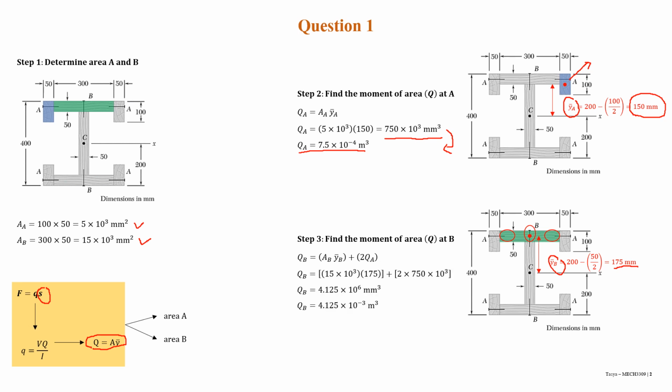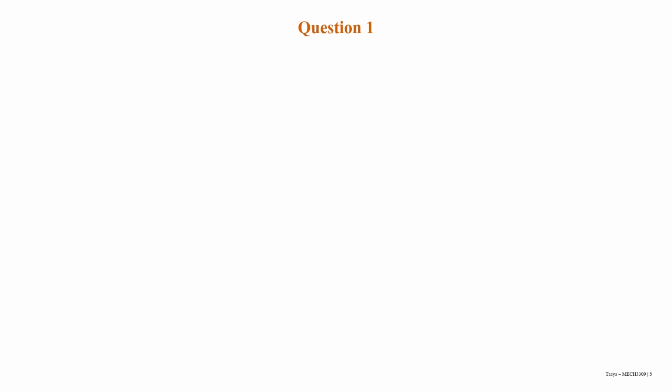We just need to put everything in here. Basically 15 times 10 to the power of 3 multiplied by 175 plus 2 times 750 times 10 to the power of 3. The result in meter will be 4.125 times 10 to the power of minus 3 meter cubed. Now is the next step.